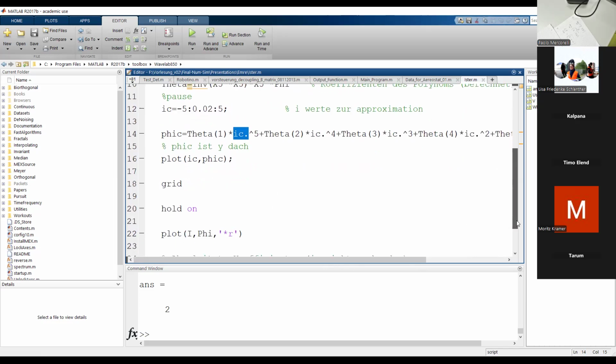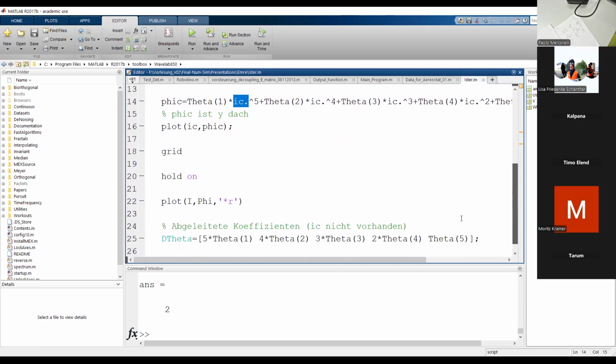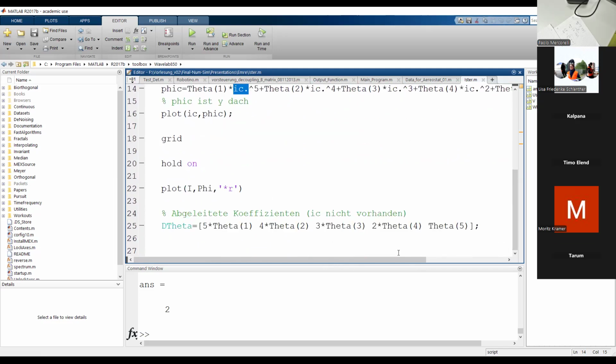I hold on in order to compare with the measurements. With the measurement, I plot also the phi measured versus I. And I characterize this point with a red star, just to have a visualization of the results. Here, at this moment, I didn't consider R square and not R square adjusted. We will see next week.